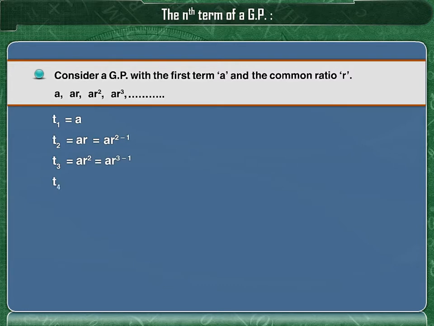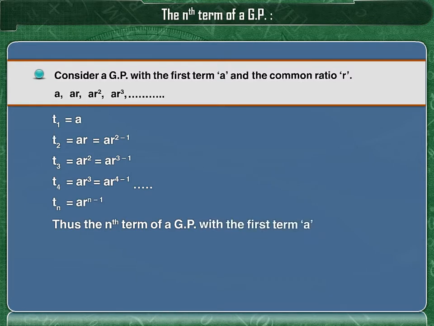What will be the nth term of this GP? The nth term Tn is AR raised to n minus 1. Thus the nth term of a GP with the first term A and the common ratio R is Tn is AR raised to n minus 1. We can find any term of a given GP by using this formula.